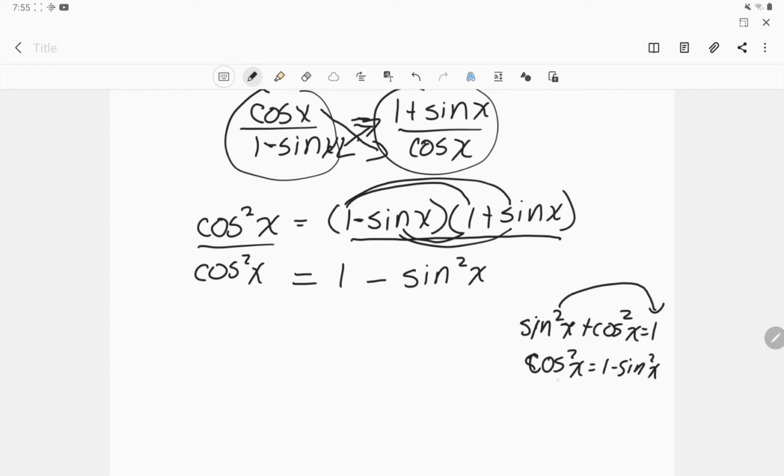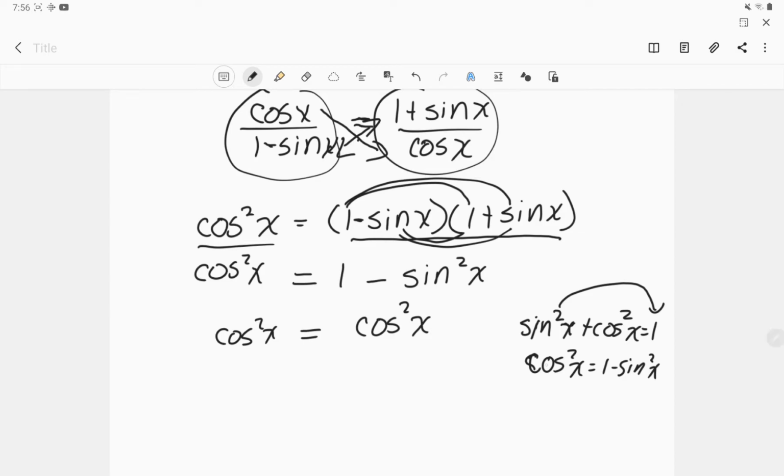So if that's true, if cos squared x is equal to 1 minus sine squared x, and I have 1 minus sine squared x here, I can replace that with a cos squared x, which is what I had on this side. So now I have the two sides equaling one another, and I have proven that identity. Now that's how I would do it. It is not the only way.